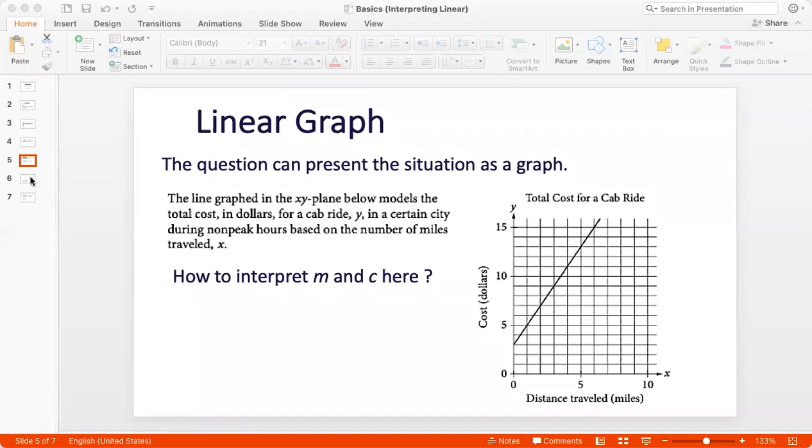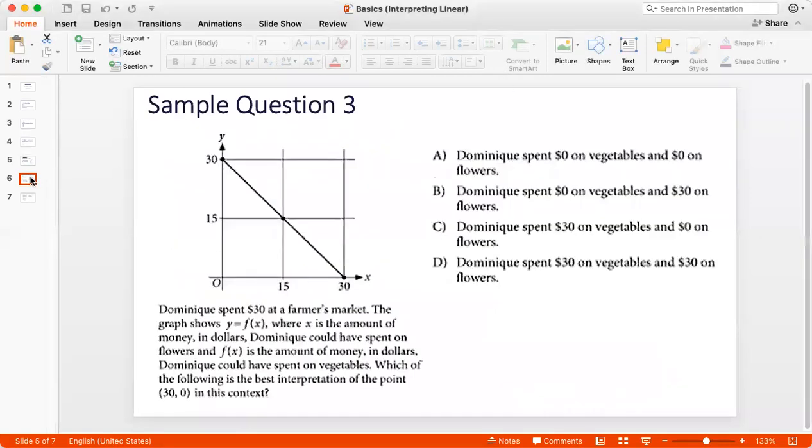Okay, let's do some sample questions here. Dominique spent $30 at a farmer's market. The graph shows y equals f(x), where x is the amount of money in dollars Dominique could have spent on flowers, and f(x) is the amount of money Dominique could have spent on vegetables. So x is the money that she spent on flowers, and y is the money that she could have spent on vegetables, right?